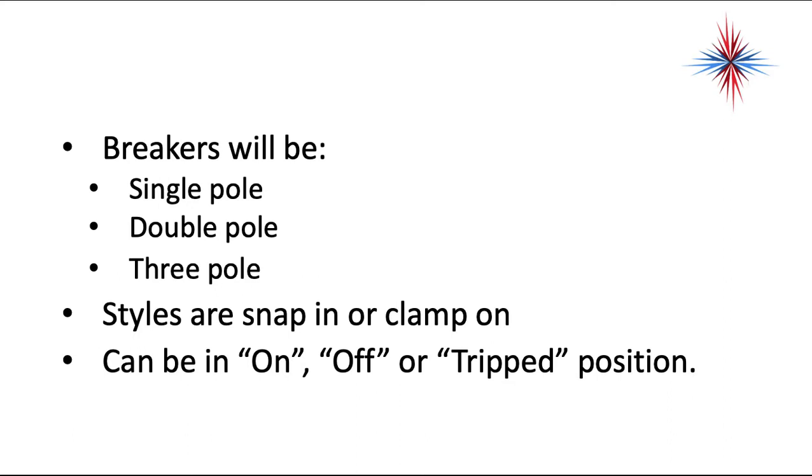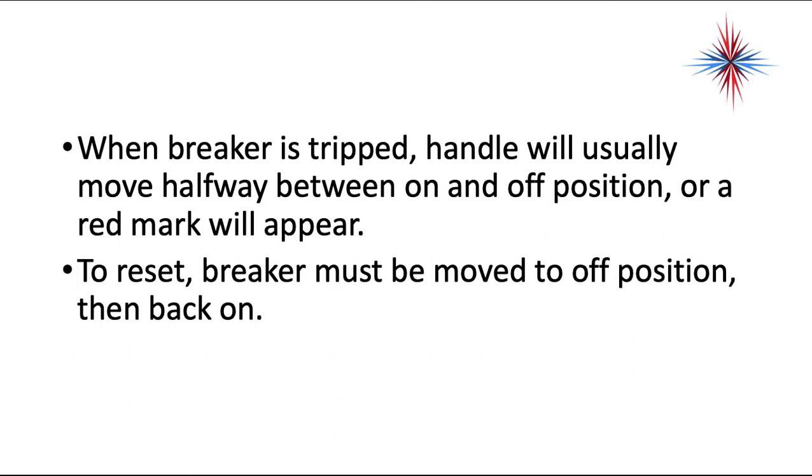Breakers will be single pole, double pole, and in the case of three phase, three pole. They either snap in or clamp on. They have three positions. They're on, off, or tripped. When a breaker is tripped, the handle will usually move halfway between the on and off position, or a red mark will appear. To reset this, the breaker must be moved to an off position and then back on.